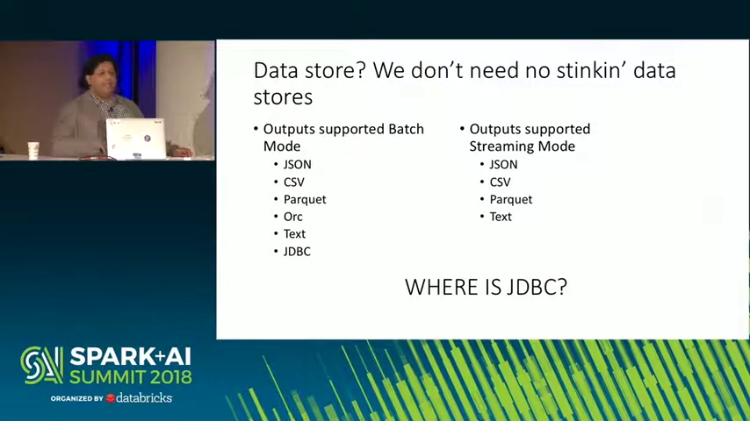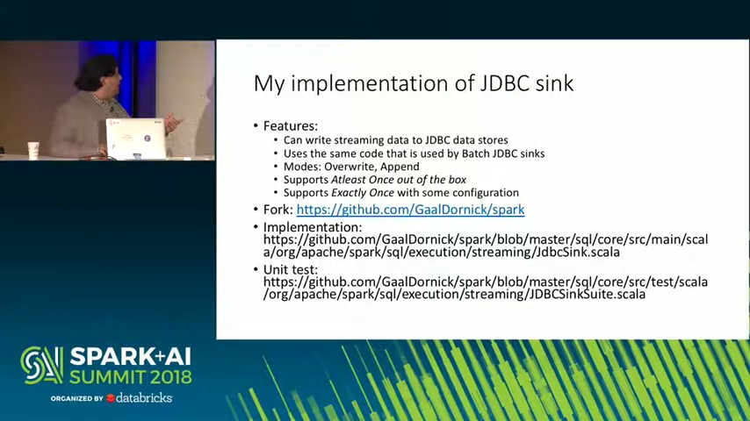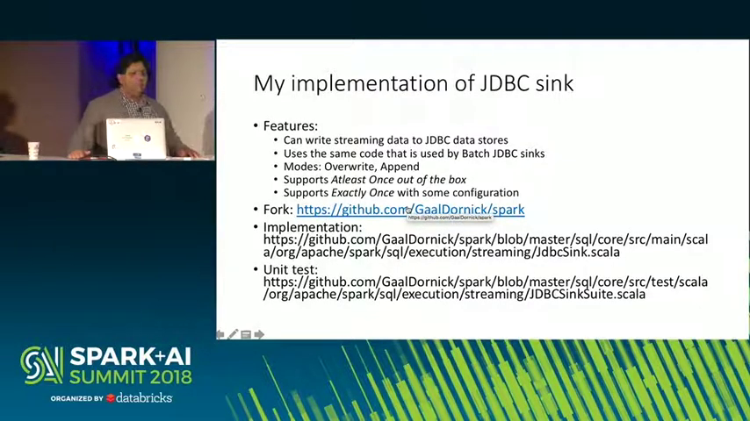Another problem is writing data to traditional data stores like JDBC. In batch mode, Spark supports writing to JDBC, but this is something that is missing in streaming. In streaming, there is no JDBC sink. And actually, I implemented our own JDBC sink, and if you want, you can go and look at this GitHub, and that has an implementation of a JDBC sink, and this is something which we are using at Capital One. So this works just like any other sinks.